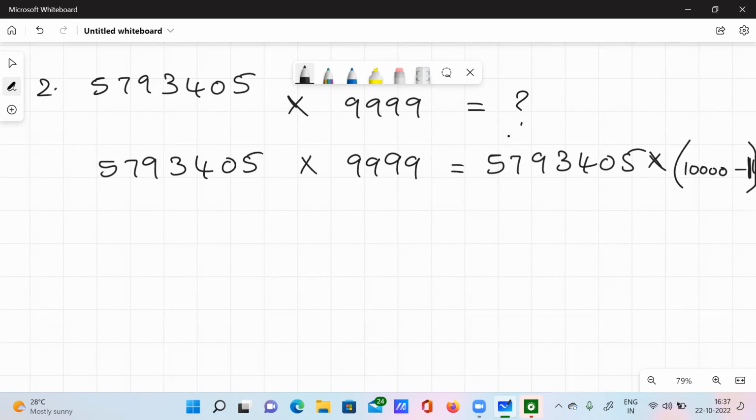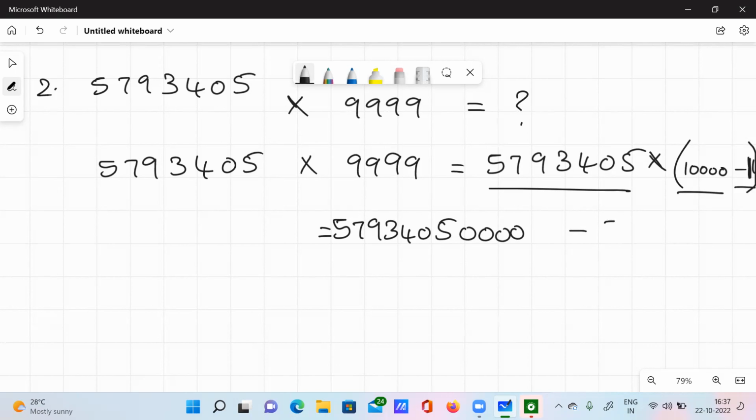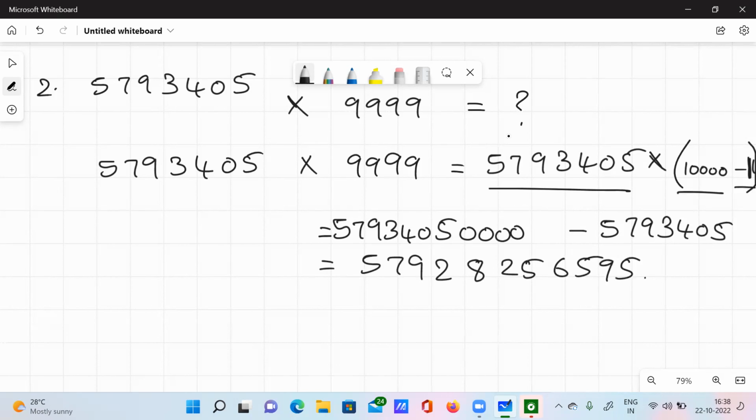So see here, if you consider this, what happens? You need to multiply this particular number with this and with this also, right? So I'm writing 5793405, and you can put 4 zeros here. And minus, you need to multiply this number with 1. So what is the value here? 5793405. So what's the total value here? 57928256595. So this would be our total value here.